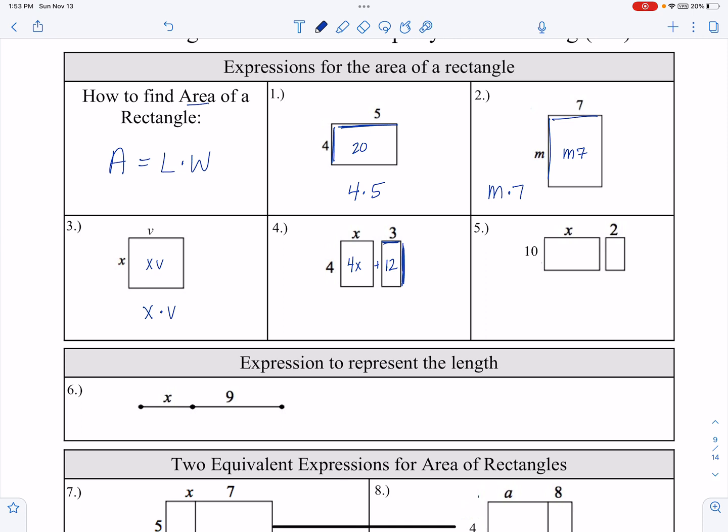All right, so for our next one, we have length times width, which is our 10x, and then we can go ahead and add the area of the next shape. And we know that this side length is 10 because it's the same size as the other one. And so we have 10 times 2 is 20. And so you end up with 10x plus 20 is our area.